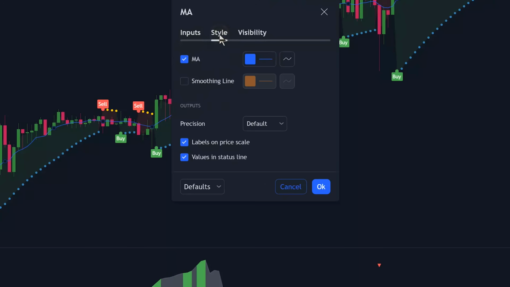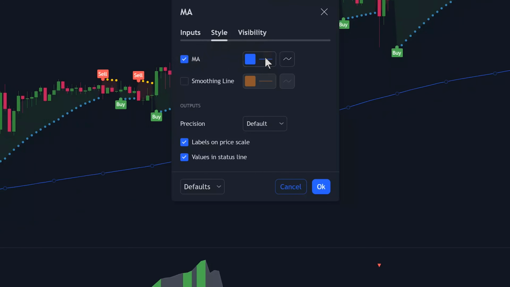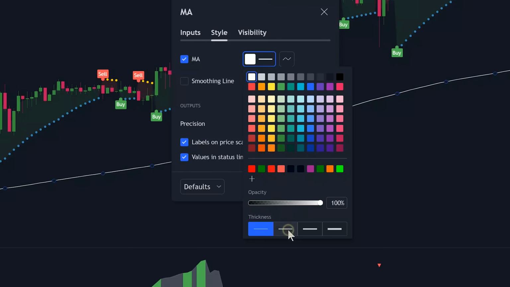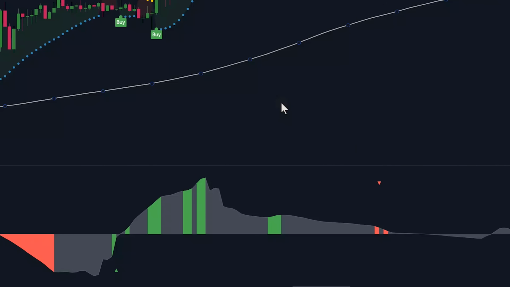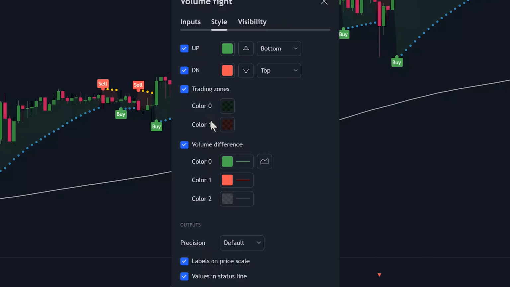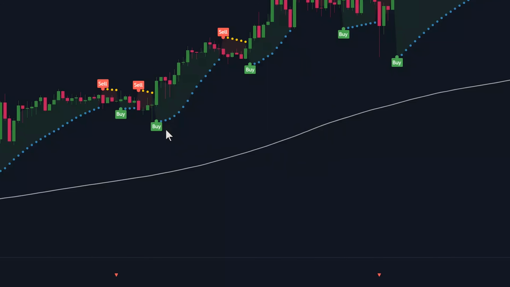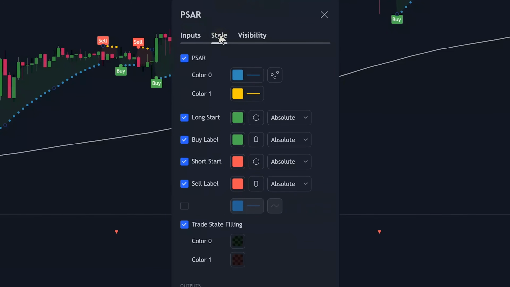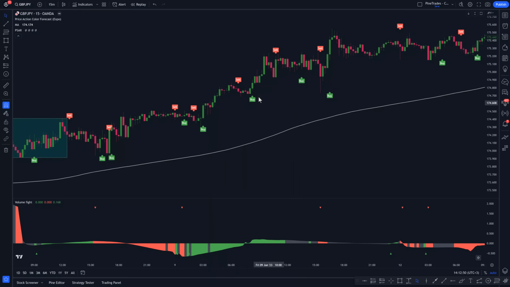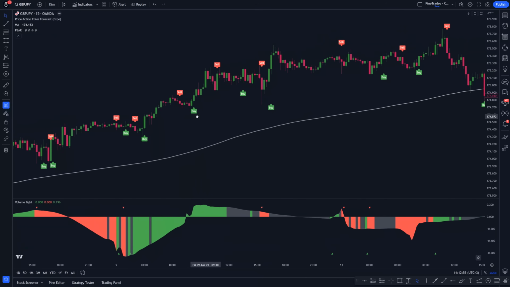Then on the Style tab, you can change it to whatever color that you want. For me, I'm gonna go with white. Next, double-click on the volume fight, and on the Inputs tab, change the search range to 30, and the smoothing for flat zones to 5. Lastly, access the style settings of the parabolic SAR indicator and uncheck these 2 options.